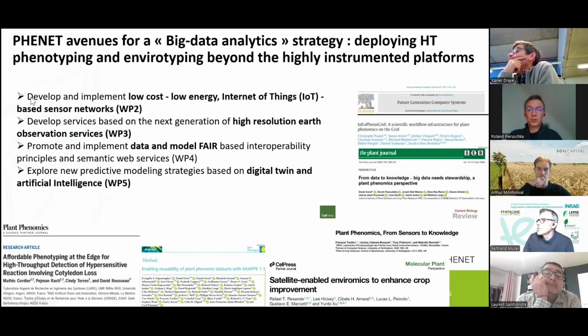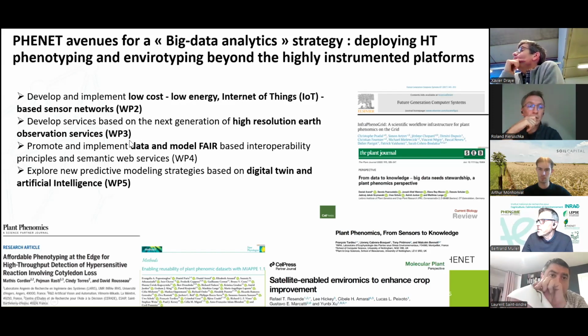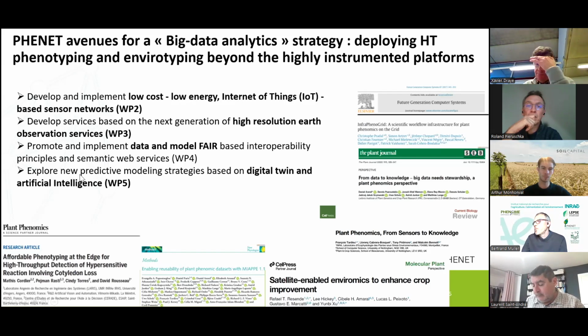Just one of them will be presented today, but we would like to develop and implement low-cost, low-energy, IoT-based sensor networks. We will talk about this in another webinar. Today we will talk about services based on the next generation of high-resolution Earth observation. Of course, we would like to promote and implement data and model FAIR-based interoperability principles and semantic web services, and explore new predictive modeling strategies based in particular on digital twins and artificial intelligence.